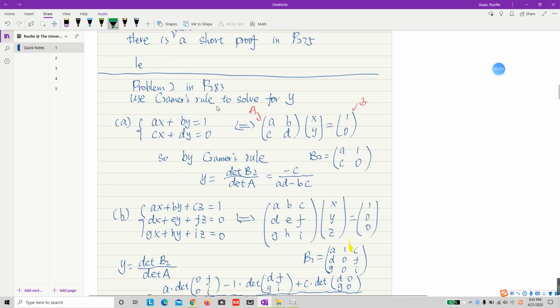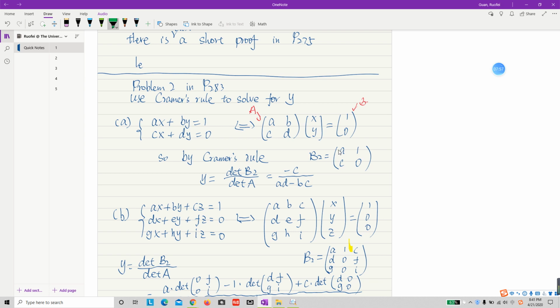Okay, so let's do some exercises. Problem 2 on page 2A3: use Cramer's rule to solve for y. You can see there are two variables here, x and y. We only need to solve for y, and this linear system is equivalent to the matrix A times the vector (x, y) equals the vector (1, 0). So we only need to find B2, because y is the second entry of this vector.